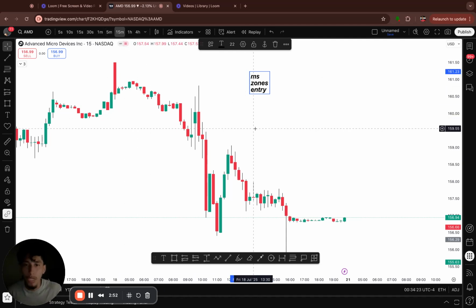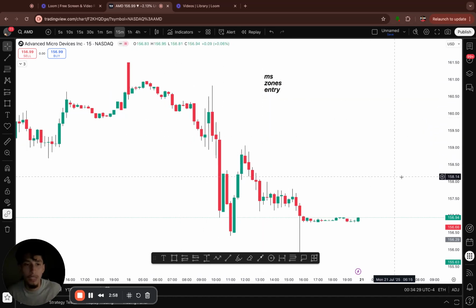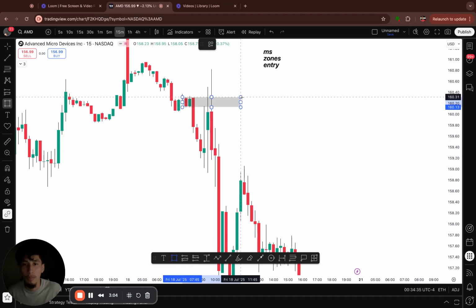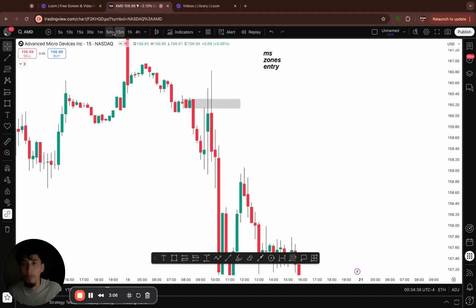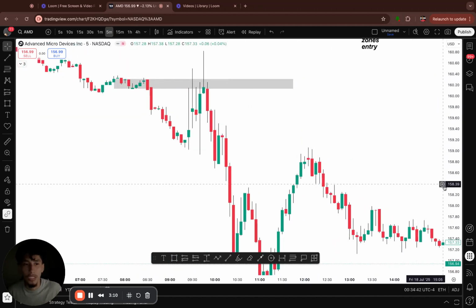Okay, so right here, obviously, we don't see any supply zones on the 5-minute or on the 15-minute, except this one right here. This one obviously broke, and I had it marked down, but we broke. If we go on the 5-minute, we still have this zone right here, which is still valid.